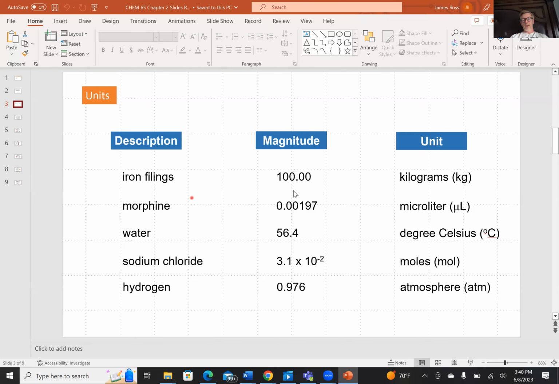Excellent. Morphine. How much morphine do I have? I have 0.00197 microliters. Great. Water, I have 56.4 degrees Celsius water. Sodium chloride, here I've written it in scientific notation. I've got 3.1 times 10 to the negative 2 moles of sodium chloride. Excellent. Hydrogen, I have 0.976 atmospheric pressure of hydrogen. Excellent. So naturally, you would give these 3 pieces of information associated with a unit. So make sure you're on the lookout for these 3 pieces of information.